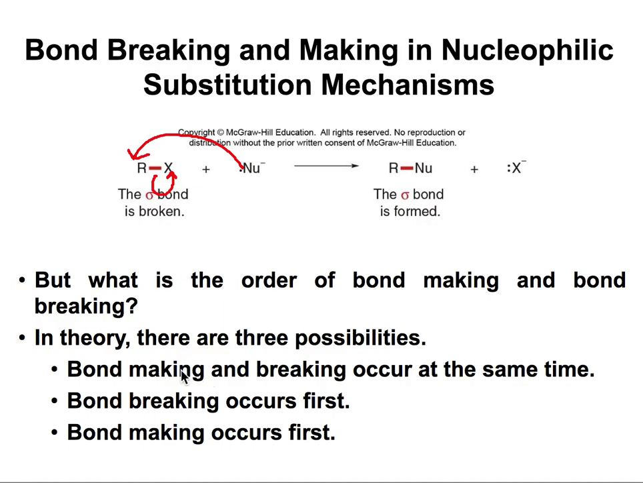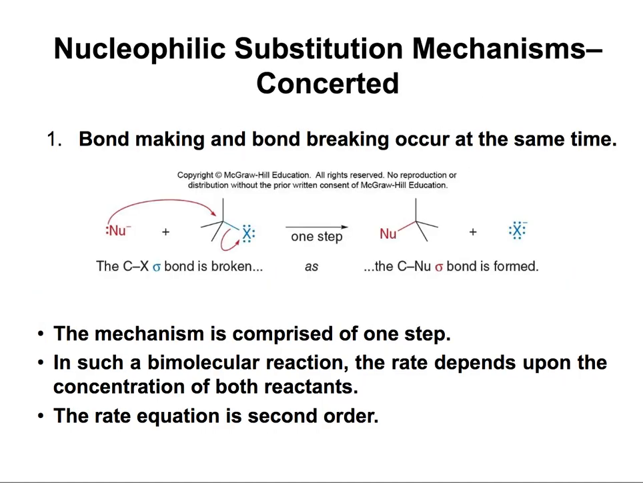The first one is that the bond forming and the bond breaking happens at the same time. The second one is that you break this bond first and then the nucleophile can attack. And then the last one is that the nucleophile attacks and the leaving group leaves after that. So let's explore these three possibilities. The first one is that all happens at once.